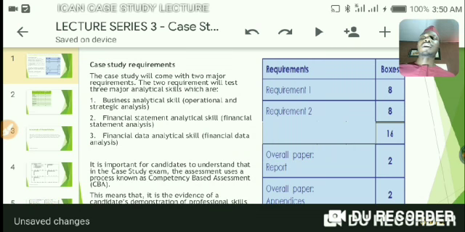In the subsequent episode, we look at what is required under each of these skill boxes. I hope you have learned one or two things in this episode. See you in the next episode.